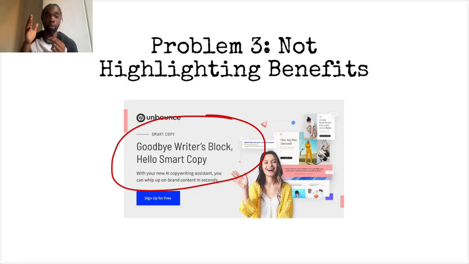Number two, not highlighting benefits. Listen. People want to know what is in it for them. Okay, they want to know. Oh yeah, okay, I'm on this page. What is it for me? It's not all about you as a business. It's all about what is in it for me, the visitor. You know what I mean? So you gotta look at it from that standpoint.